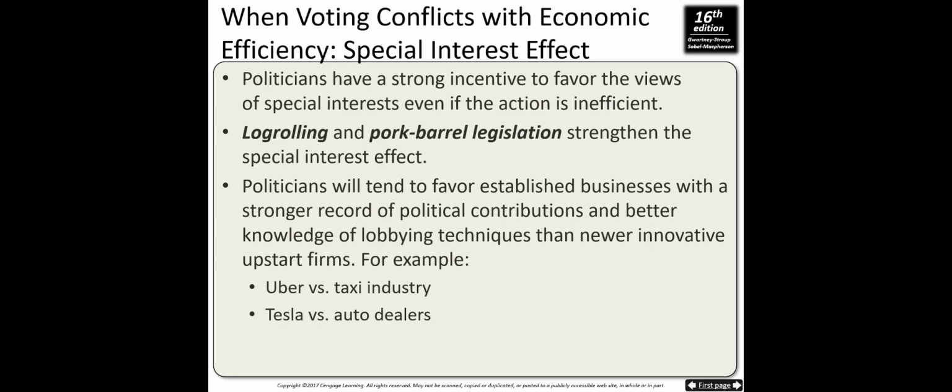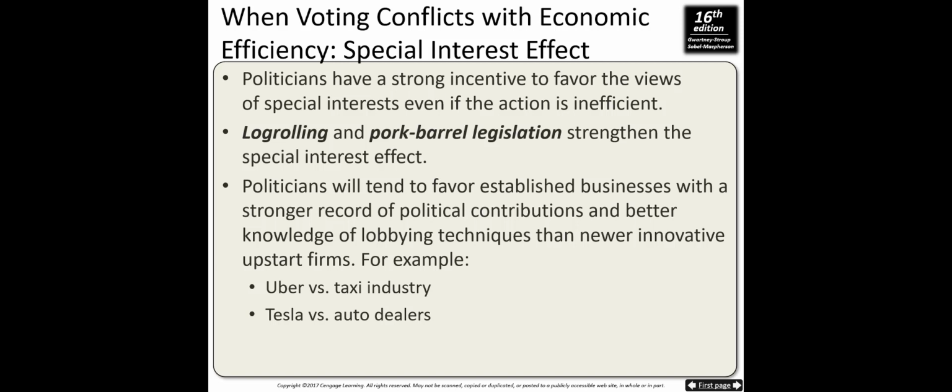Politicians will tend to favor established businesses with a stronger record of political contributions and better knowledge of lobbying techniques than newer innovative upstart firms. For example, Uber is a new innovative firm, and it's much safer for somebody calling for Uber because you can read the reviews for the driver and also your route is followed on the system. But the taxi industry is the old way of doing the same business. The taxi industry is more established and they are against Uber. Why? Because they are losing their market power when Uber enters the market.